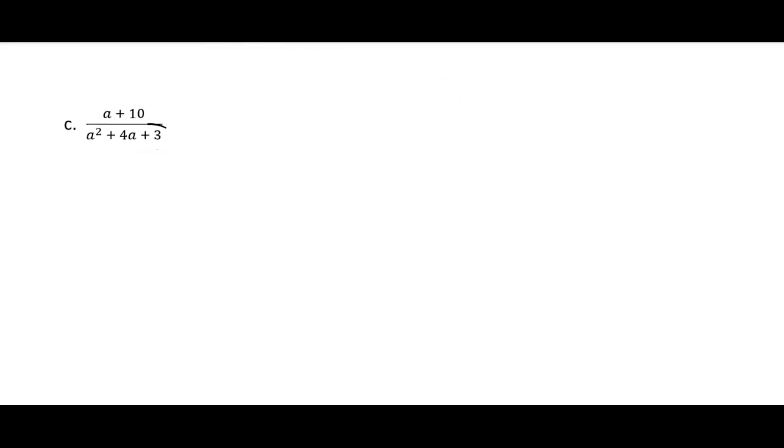So we have this denominator right here, a squared plus 4a plus 3 equals 0. That's what we're trying to find. When does that denominator equal 0? Okay, well that is a quadratic equation. Yay! So that's what we were working on in chapter 6, and we want to factor that quadratic equation, or factor that polynomial.